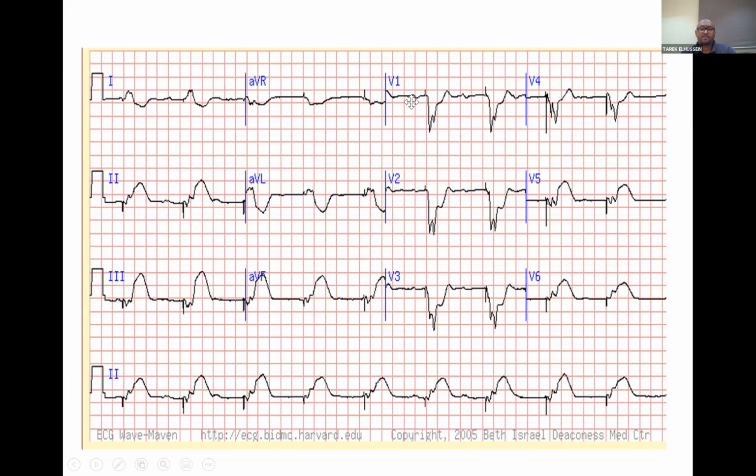Before that, I look for the P wave. These are the native P waves that are normally conducting. So it's atrial sensing, ventricular pacing. There is no problem. There is no failure. With every spike, there is a QRS complex. So this is a normal paced rhythm without any problems.